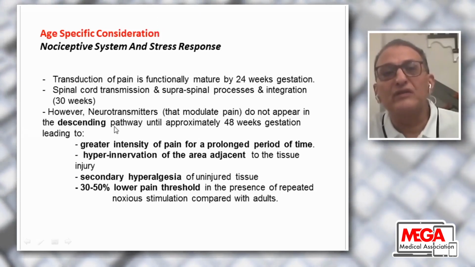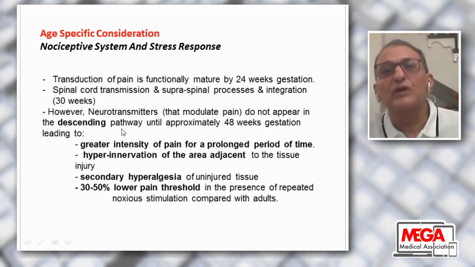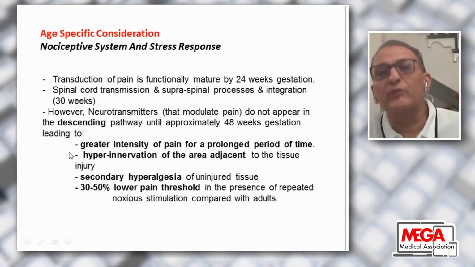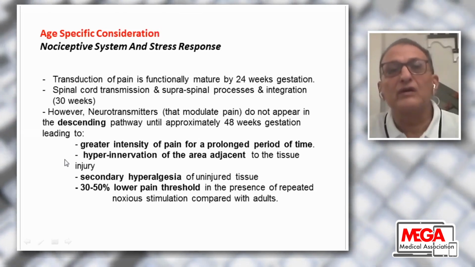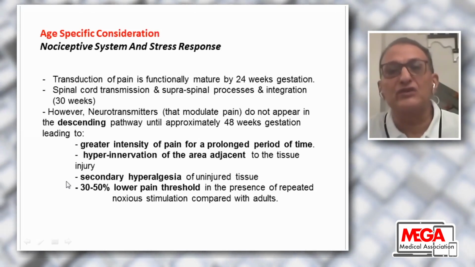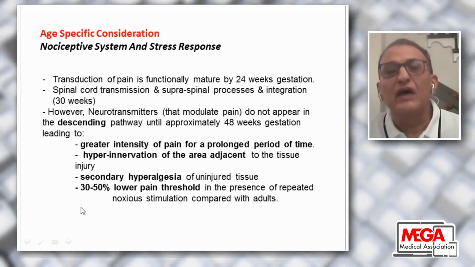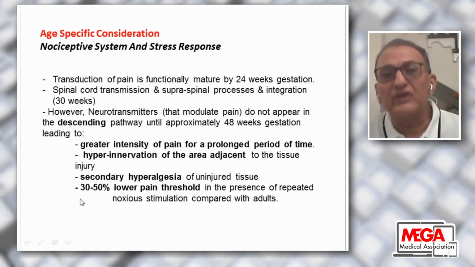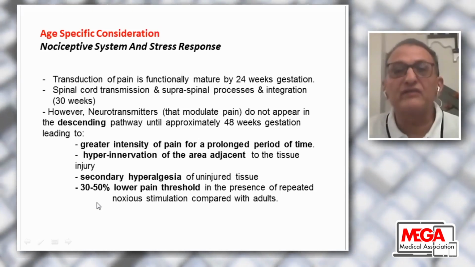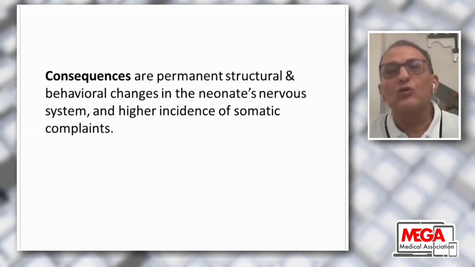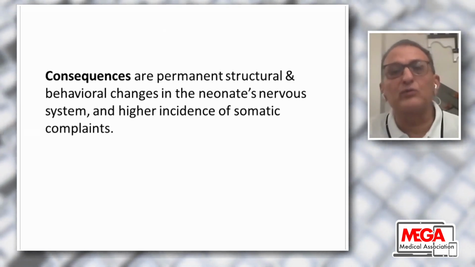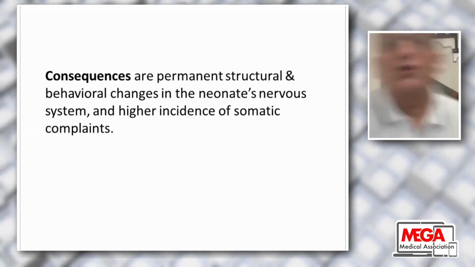What does it mean? The descending inhibitory pathway that modulates pain is immature, which will result in greater intensity of pain for a longer time, hyperinnervation of the areas next to the injured tissues, secondary hyperalgesia, and, of course, at least a 30% reduction in pain threshold with the next noxious stimulation. All these would have short-term and long-term consequences on the nervous system of the neonate.